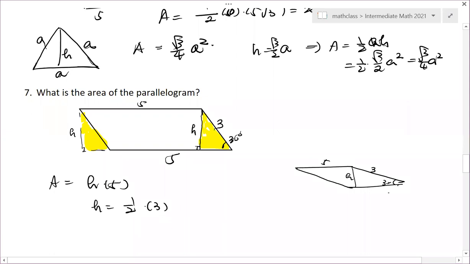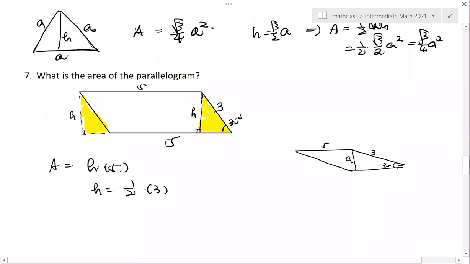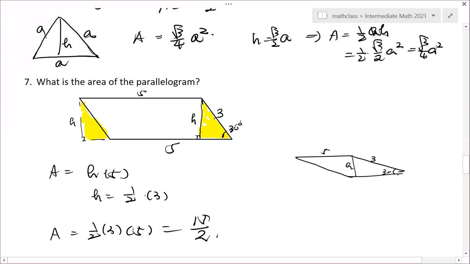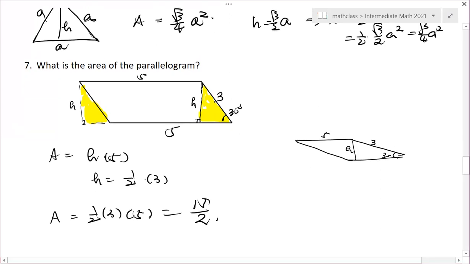because that h corresponds to 30 degree, right? Then area is going to be half of 3 times 5, and it's 15 over 2. There is no square root here because I did not draw the graph perfectly. This is actually 30 degrees, so the side corresponding to 30 degrees is one half of the other side.